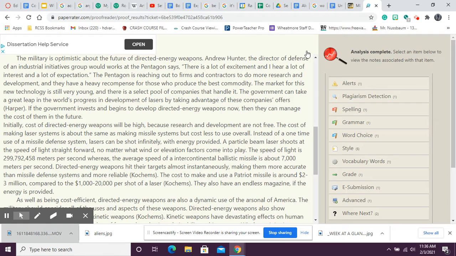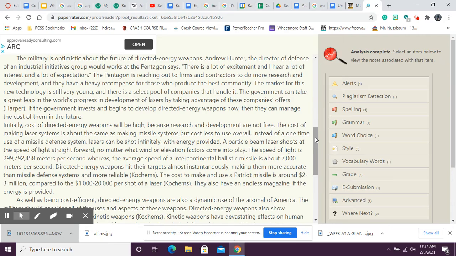I do like this because it does check for plagiarism. I like the SAS. They both do offer other options that the other one doesn't. SAS, I think, is a little bit more detailed. This one is just not as detailed. That's what I'm just going to say. So what you might want to do is run it through SAS first and then run it through Paperator.